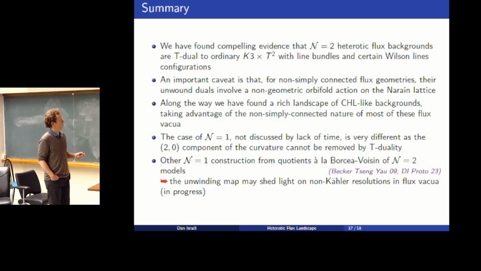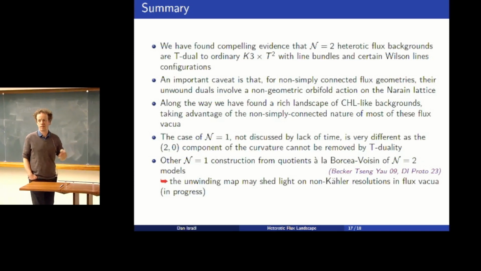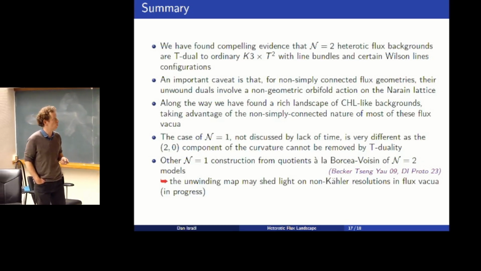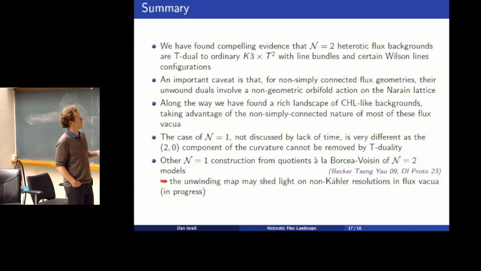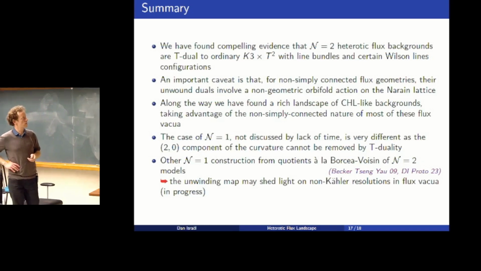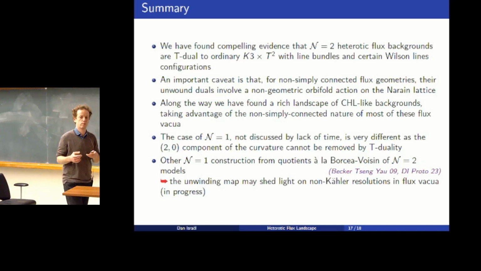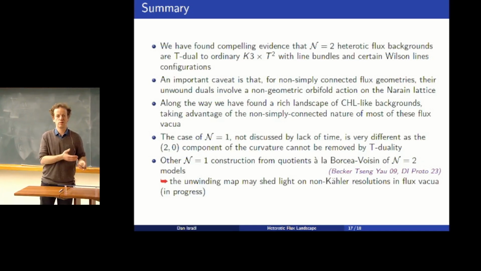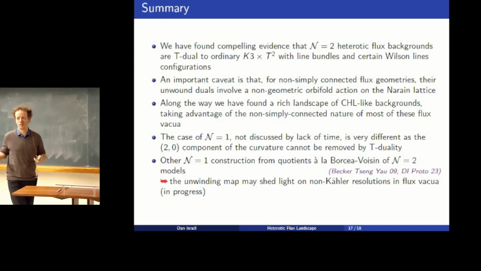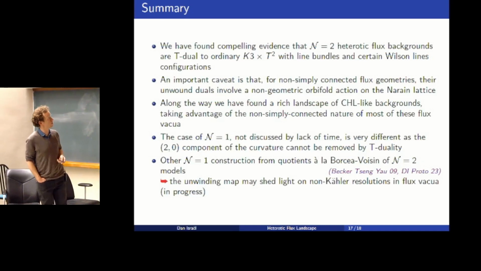So we have found that we have some strong evidence that n equal to 2 heterotic flux background can be unwound to ordinary K3 times T2 vacua of string theory with some line bundle and certain Wilson line, which are again non-orthogonal to each other. And an important caveat of this procedure is that in many cases we end up with a non-geometric orbifold of this. So you can either view it as a caveat or something nice, because I like non-geometric background, so in some sense it's interesting to relate two different types of vacua.